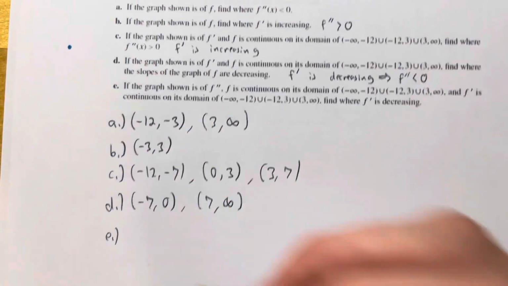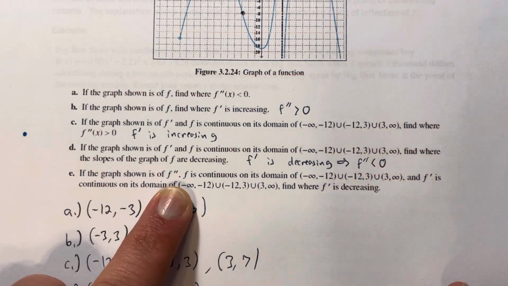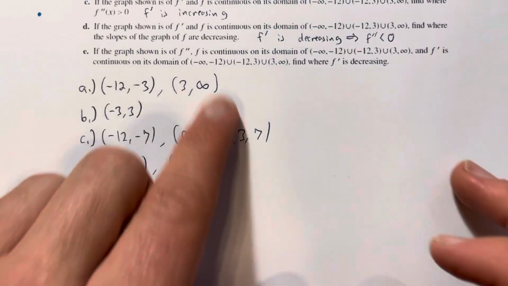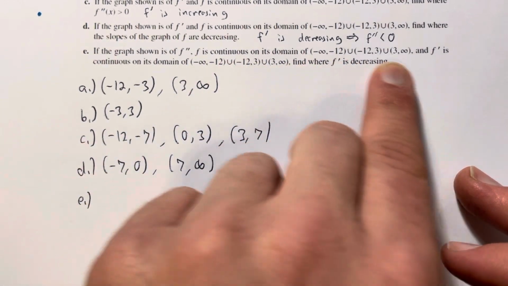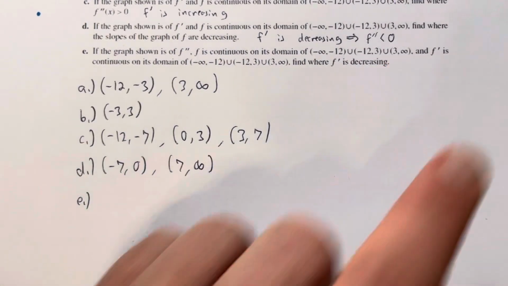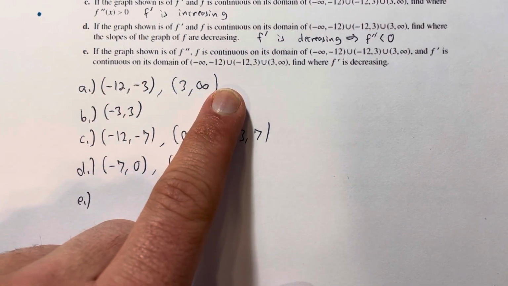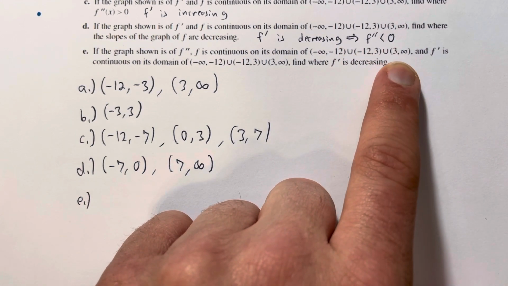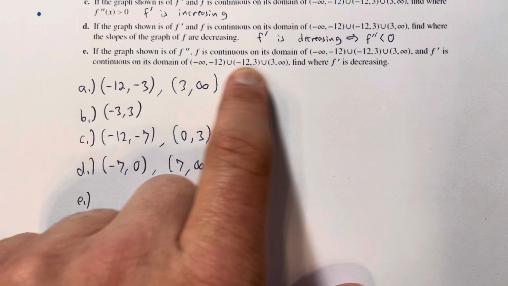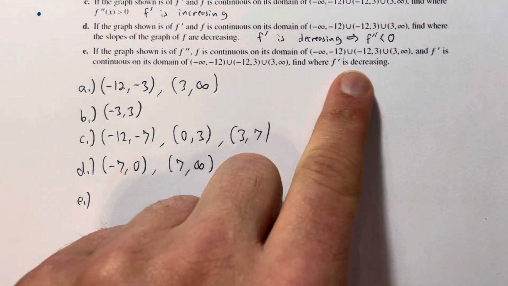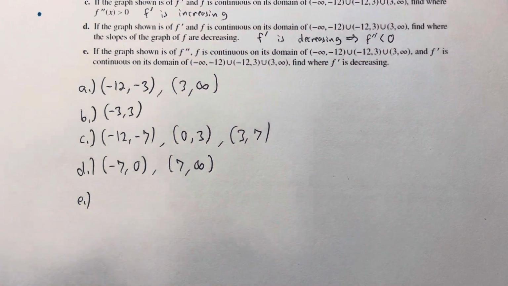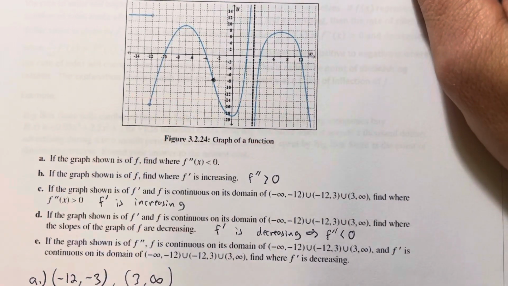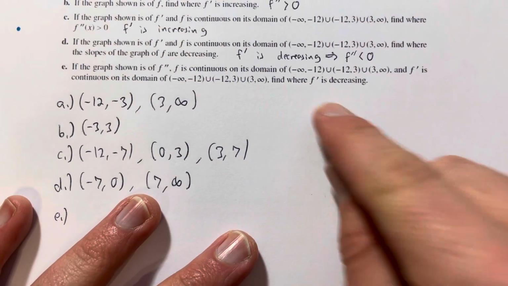Okay, last question. If the graph shown is f double prime, so this is the first time that we're going to think of this graph as f double prime. And again, if we assume f is continuous on the same domain that we've used in the past two parts, and f prime is continuous on its domain, so now not only is f continuous on this domain here, but f prime is also continuous on the same set of real numbers. What we want to do is find where f prime is decreasing. So remember now, we are talking about this thing being the graph of f double prime. And we're asked, where is f prime decreasing?